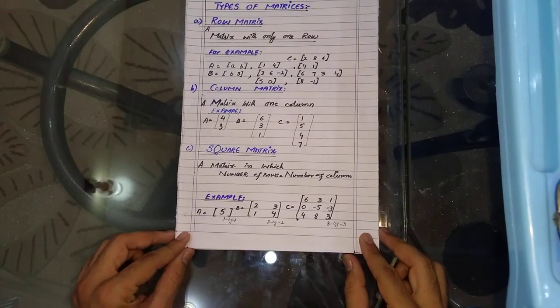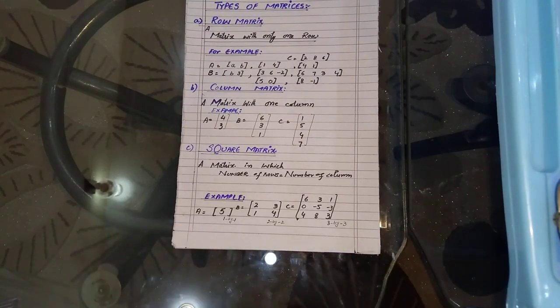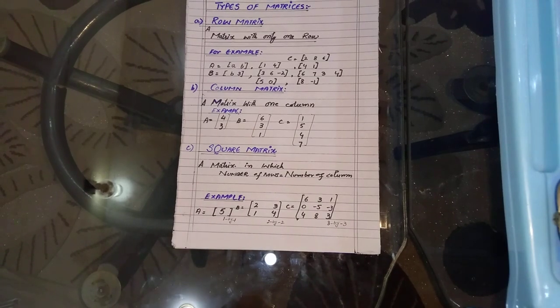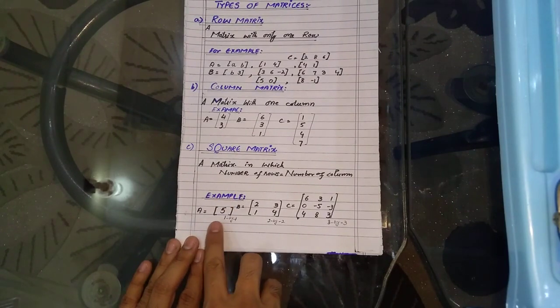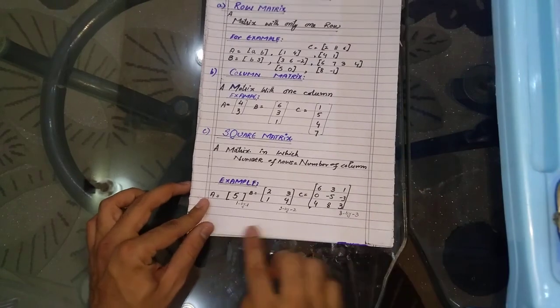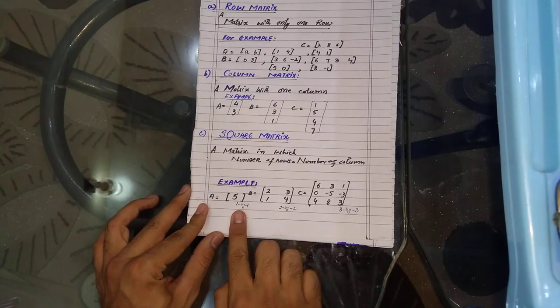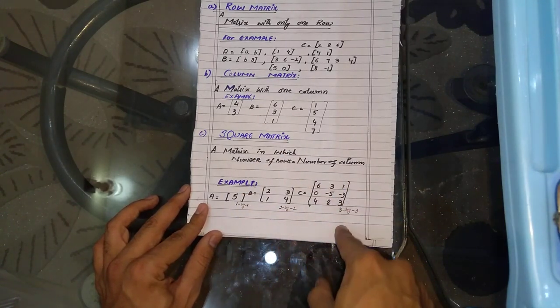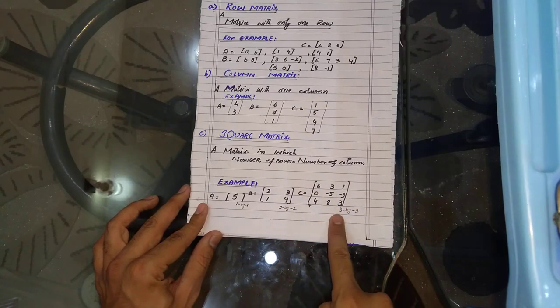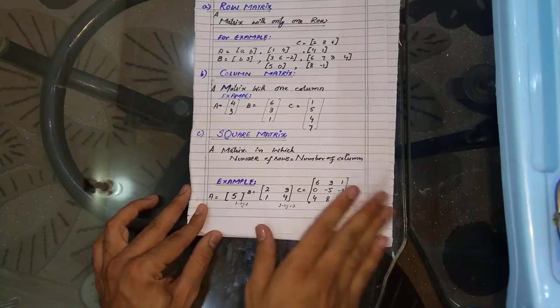What about a square matrix? Any matrix whose number of rows is equal to its number of columns, like 2 by 2, 3 by 3, 4 by 4, 1 by 1. Look here, student. How many rows? 1 row, 1 column. So the number of rows is equal to the number of columns. So it is a square matrix. 2 by 2, 2 rows, 2 columns, square matrix. 3 columns, 3 rows, the order is 3 by 3. It is a square matrix.